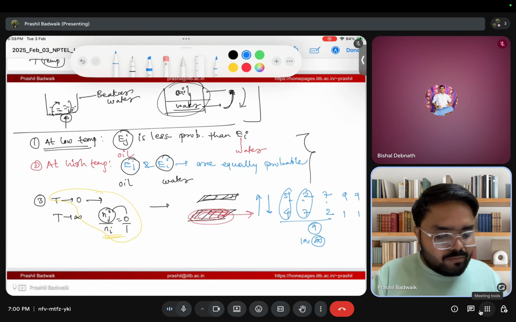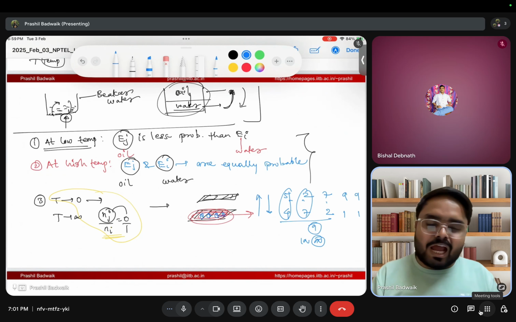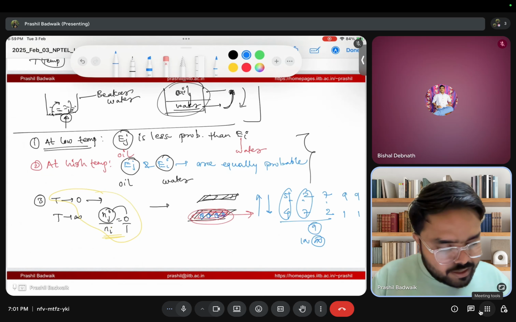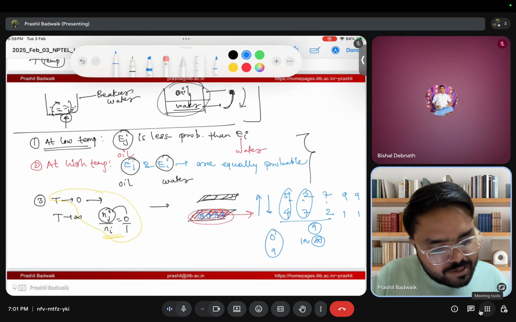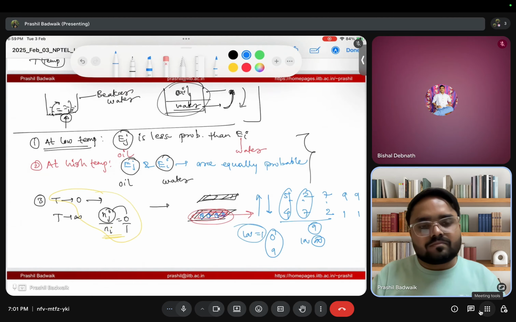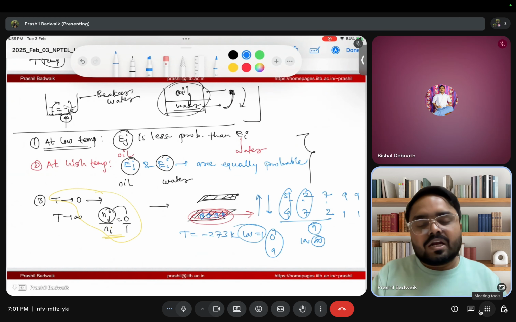But if all the molecules are present here, then how many ways are there? I want all the 9 particles to be at the ground state. Then only one distribution is possible, that 0 molecules are here, 9 molecules are there, correct? So how many W's are there? W is equal to 1. Whenever temperature is tending to 0, that means temperature is equal to minus 273 Kelvin, W is equal to 1.